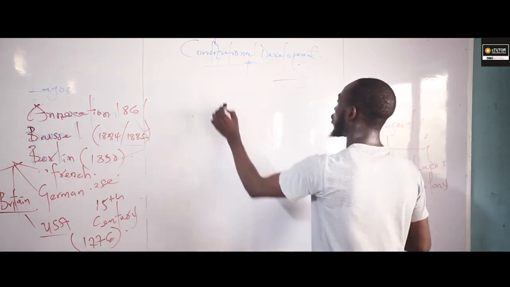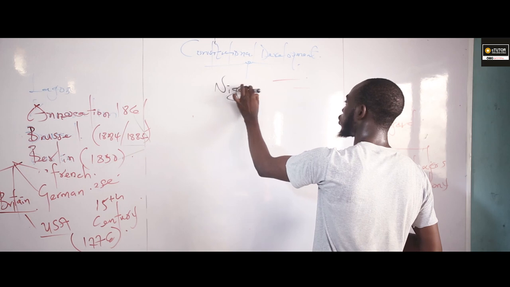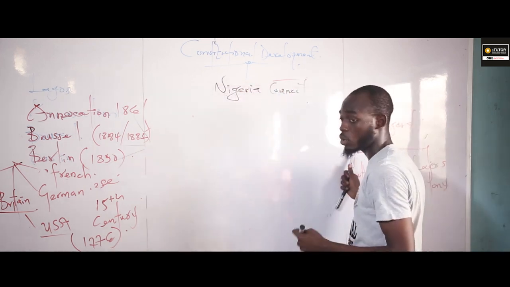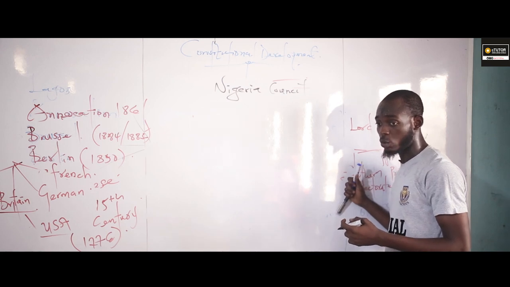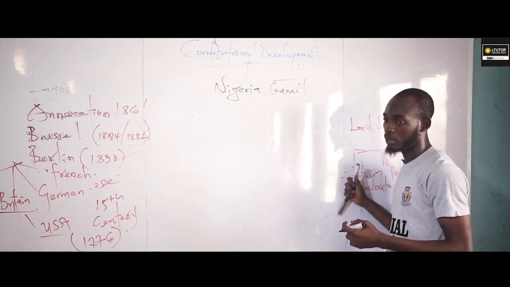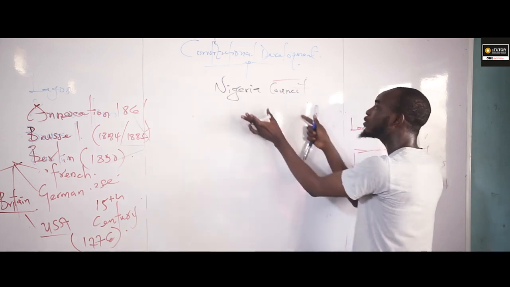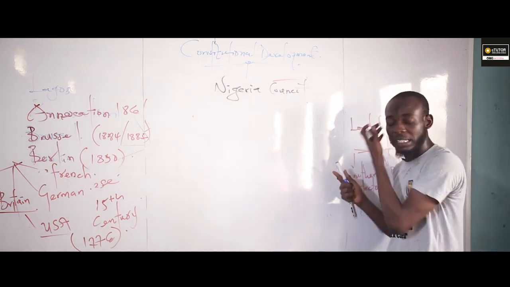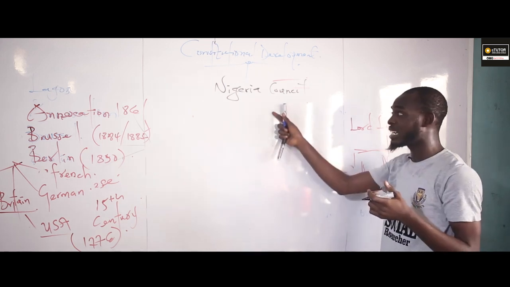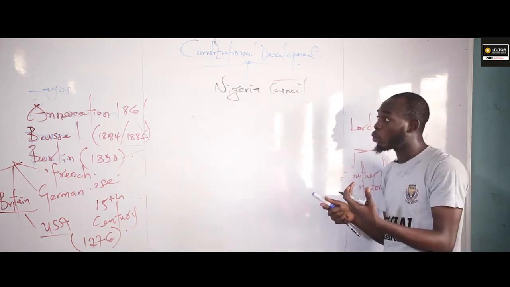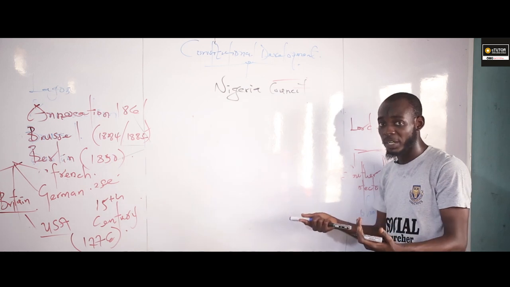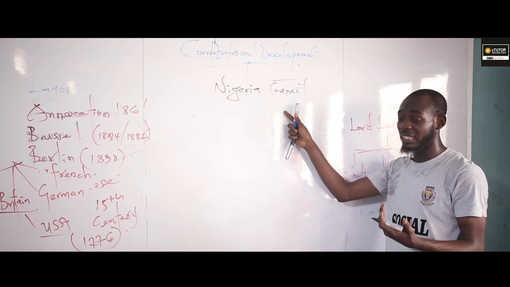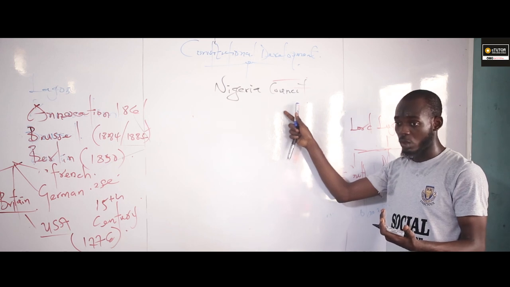He introduced what we call what? Nigeria Council. When he introduced the Nigerian Council, it was Lord Lugard, in 1914. Do you understand now? After he introduced this Nigerian Council, the major aim of introducing the Nigeria Council was to ensure Nigeria is participating in what? In the parliament. That's the reason why he introduced the Nigeria Council.